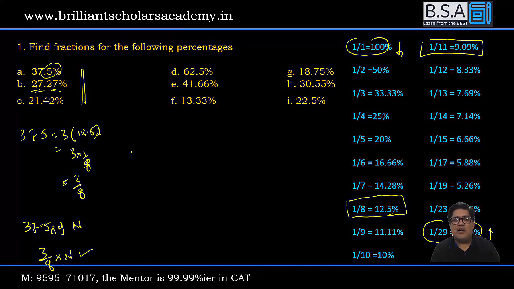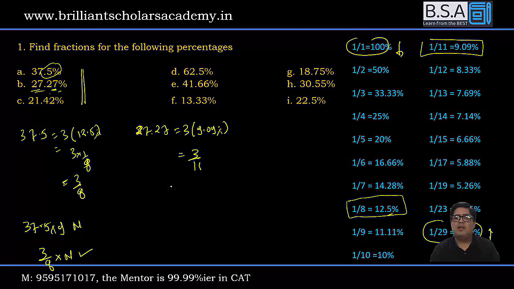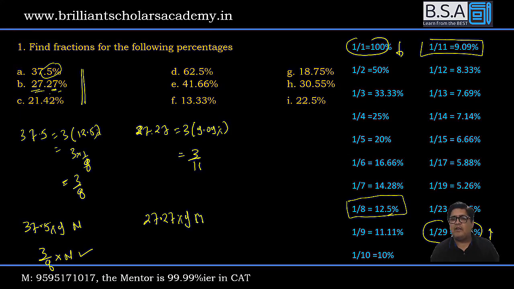Can I say that 27.27 looks like 3 into 9.09%? What is 9.09%? 1/11. So that is 3/11. Your job is done. So the idea is, you need this calculation, and you will need this in solving questions of CAT and CAT level exams. Of some number you need.